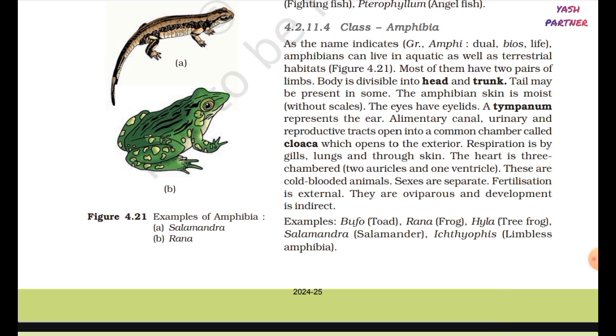Alimentary canal, urinary, and reproductive tracts open into a common chamber called cloaca, which opens to exterior. Respiration is by gills, lungs, and through skin. The heart is three-chambered, 2 auricles and 1 ventricle. These are cold-blooded animals. Sexes are separate. Fertilization is external, they are oviparous and development is indirect. Examples: Bufo, toad; Rana, frog; Hyla, tree frog; Salamandra, salamander; Ichthyophis, limbless amphibia.